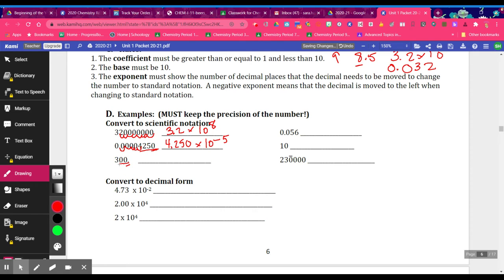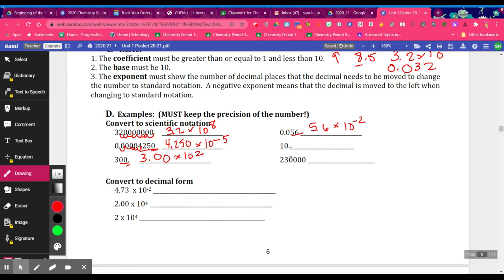We would move the decimal 2 times to the left. It's a number greater than 1, so this is 3.00. So I kept those zeros there. Times 10 to the second. Okay, over here on the right, we've got these two numbers that are significant. So we have 5.6 times 10 to the negative second, because that's a number smaller than 1.